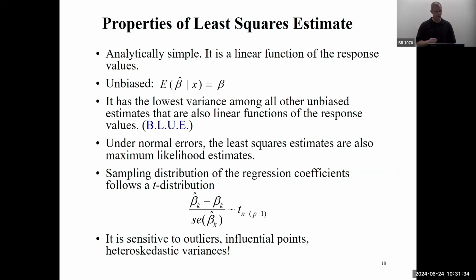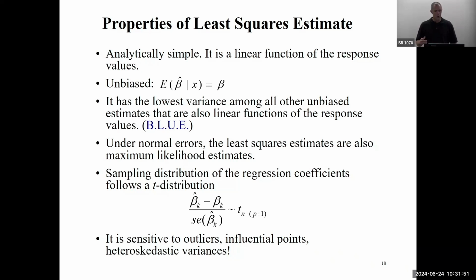So if, for example, a null hypothesis was that a given regression parameter was equal to 0, we simply divide the estimate itself by its standard error, and we can refer that ratio to a t-distribution. Okay, so that's a nice result that allows us to do quick and easy hypothesis testing.